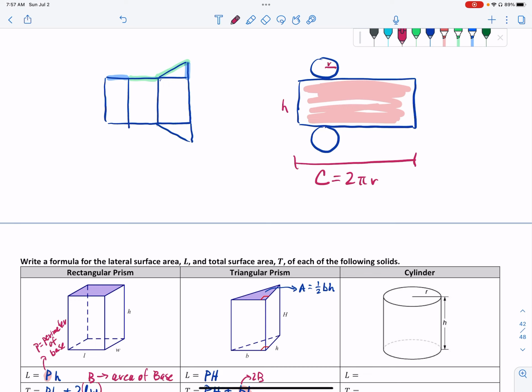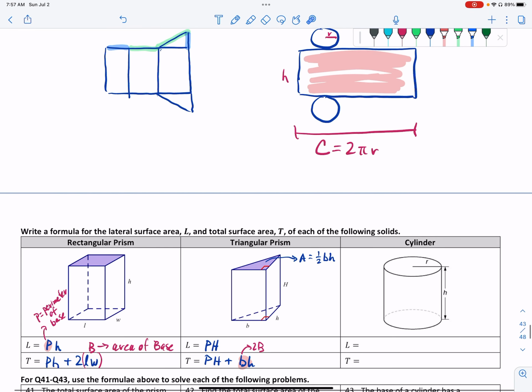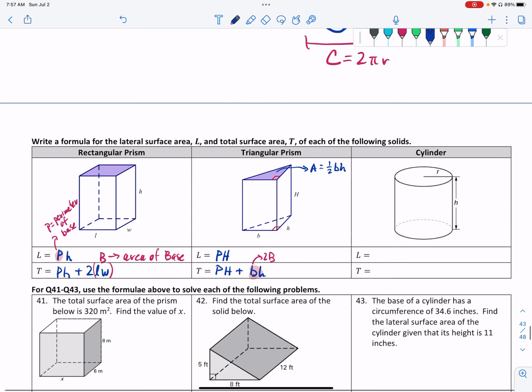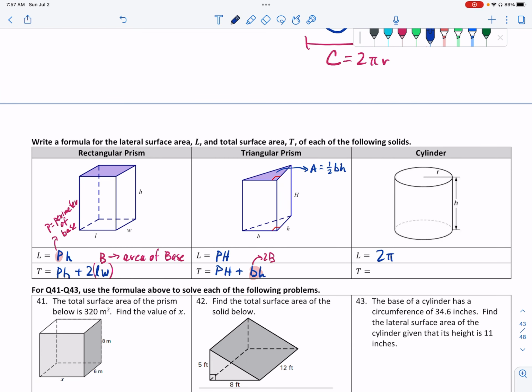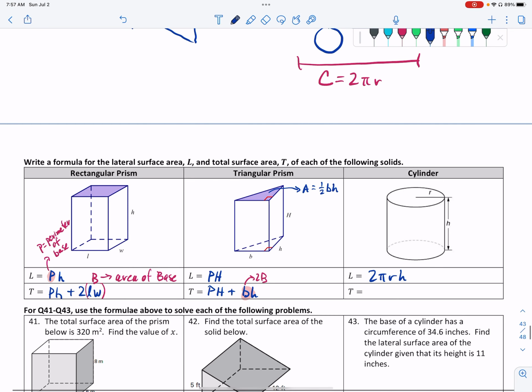Okay, so usually we write the formula with a 2 pi r instead of a C, but it could be rewritten with a C. So your lateral surface area is going to be the length here, which is 2 pi r, multiplied times the height right there. So we have 2 pi r multiplied times your height, h.